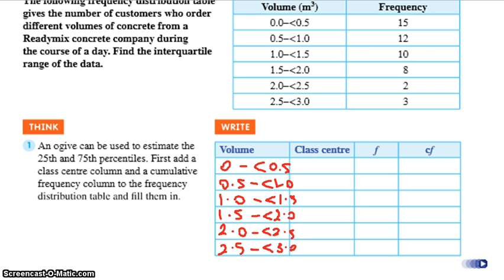You guys remember how to do that? Class center? Yes, the middle of the class, it should be 0.25. Let's go up by 0.5. Close. What are you going to go? Yeah, that's what I said, we're going up by 0.5, not by 5.